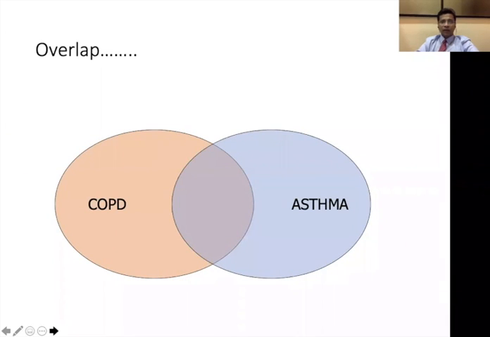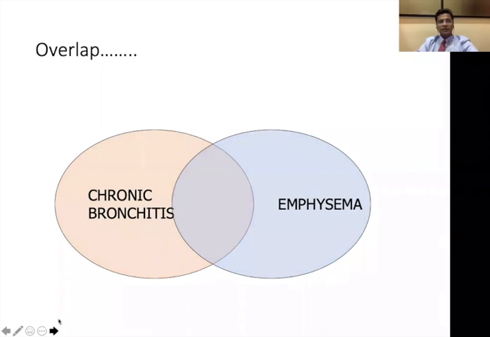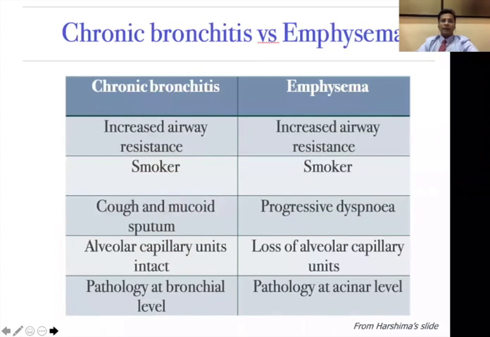So there's an overlap between COPD and asthma. Some of these patients have features of COPD and some have features of asthma. Also, I mentioned that patients with COPD will have both changes of chronic bronchitis, which you learned in pathology, and changes of emphysema. This slide I took from your pathology lecture.